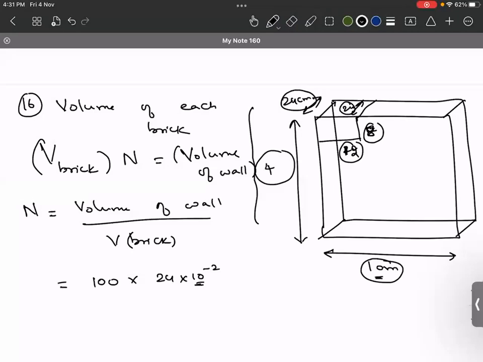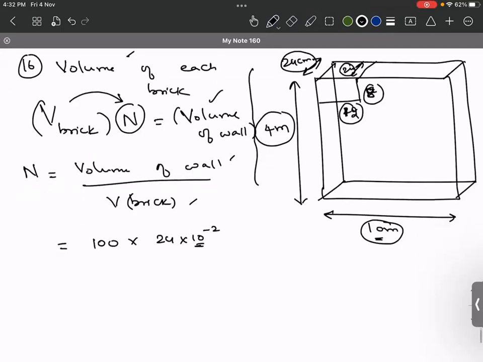Okay, listen to this carefully now. My target is to find the number of bricks that are required. If I calculate the volume of each brick, then the volume of each brick multiplied with the number of bricks should cover the total volume of the wall. So the number will be equal to volume of wall by volume of brick. The volume of wall is going to be 4 into 10 into 24 into 10 power minus 2.